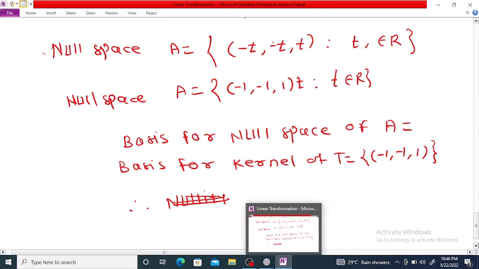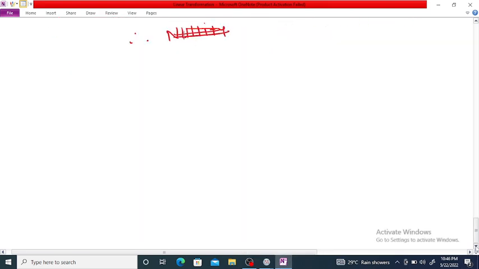Similarly, next we want to determine the basis for the range space of T. So now the next step, just write a comment: basis for range space of T.